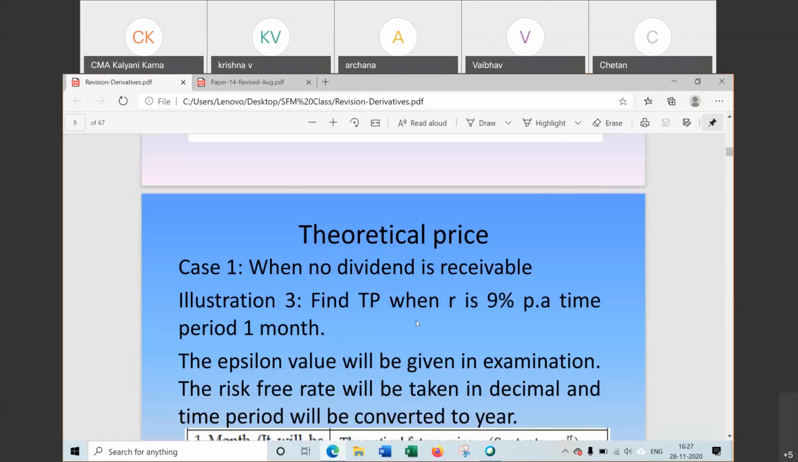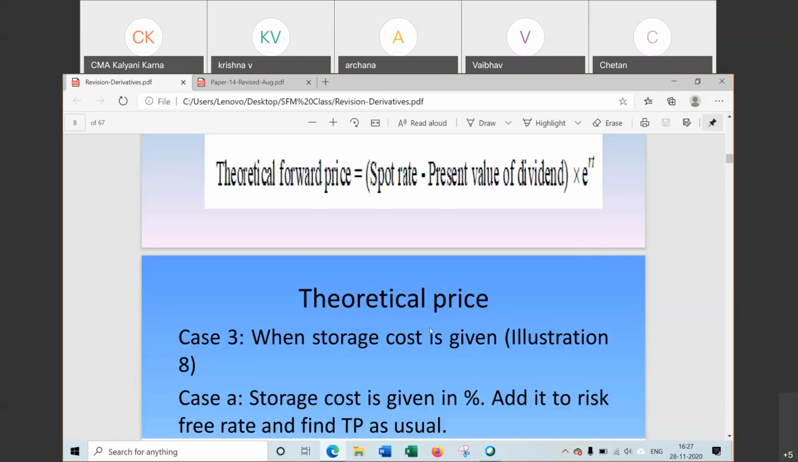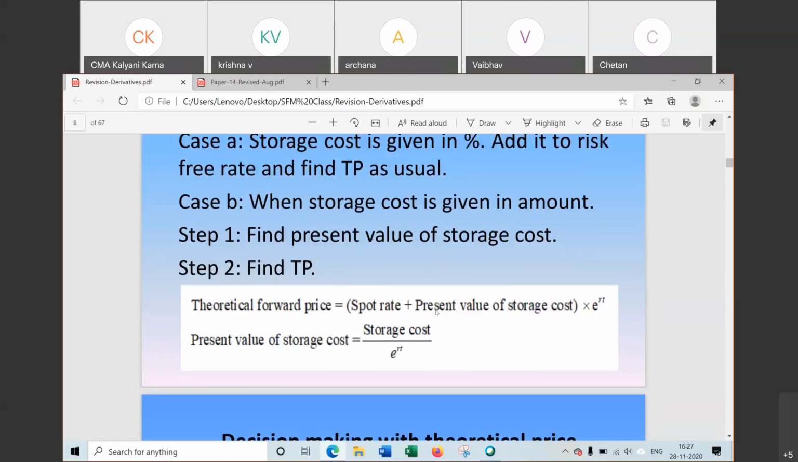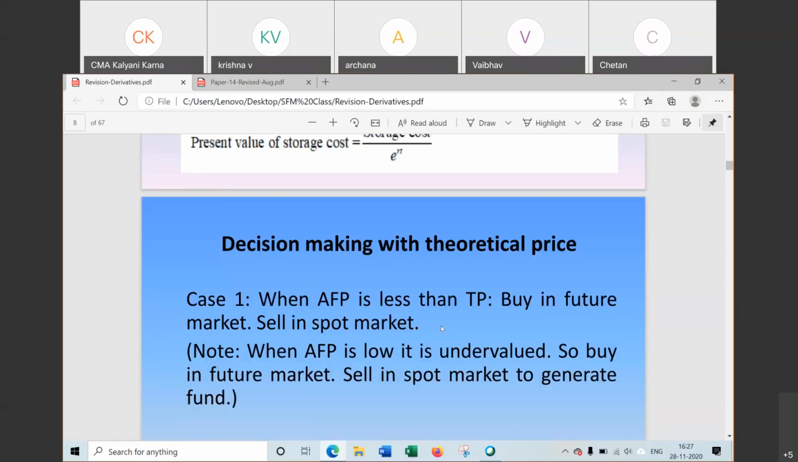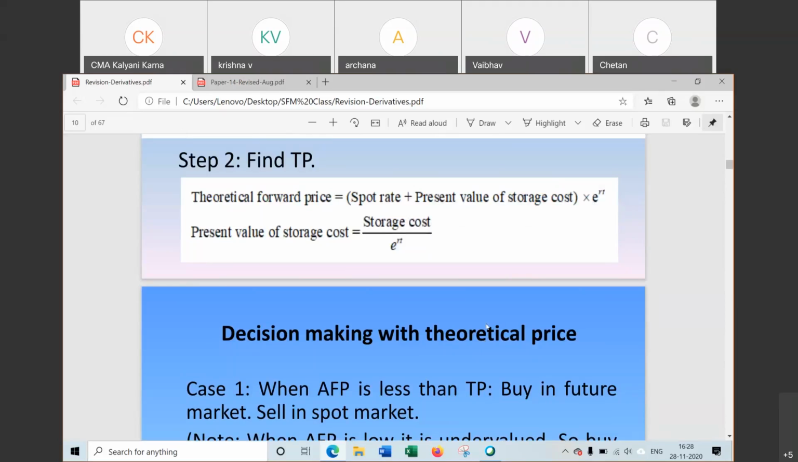Computation of theoretical price in 3 cases. Dividend, storage cost will be added, dividend will be deducted. Then decision making with the help of theoretical price. Make a very short note at home. Suppose in one page just summarize all the topics.